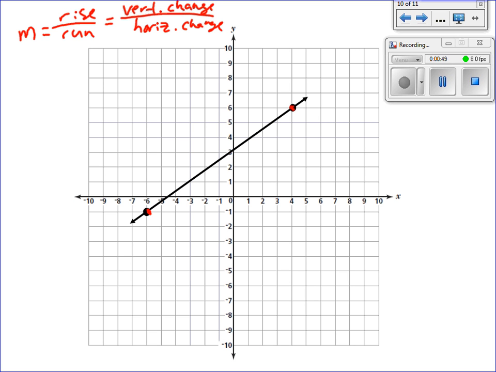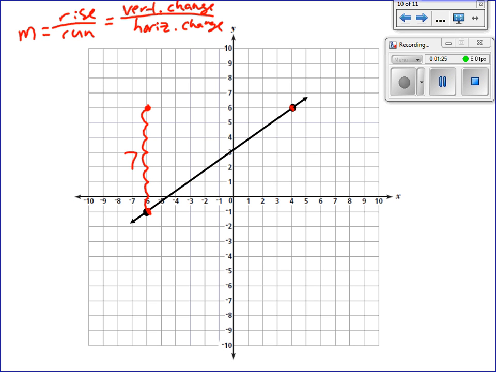So for me, since the formula is vertical change over horizontal change or rise over run, I'm going to start with the rise or the vertical change. I'm going to start at this point in the bottom left, and I'm just going to start counting up until my height is even with the other coordinate. So I'm going to go up 1, 2, 3, 4, 5, 6, 7. And now, when I get here, I can see that I went up 7 times, so that's my vertical change. And since it's up, it's a positive 7. If it was down, it would be negative.